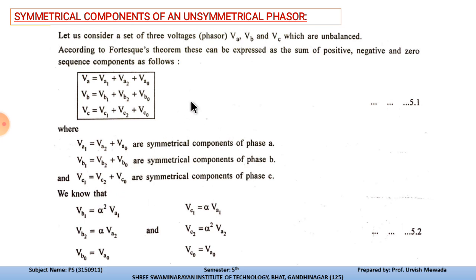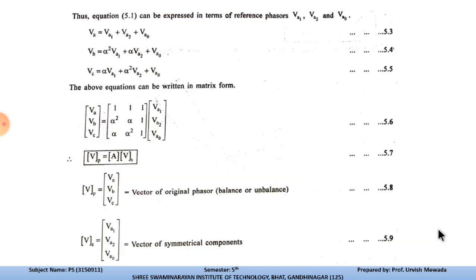We can write these equations in terms of the alpha operator. VB1 is alpha square VA1. For VB2 we can write alpha into VA2. Then VB0 is equal to VA0. Similarly VC1 is equal to alpha VA1, VC2 is equal to alpha square VA2, and VC0 is equal to VA0. These are the equations that we can write from the alpha operator.